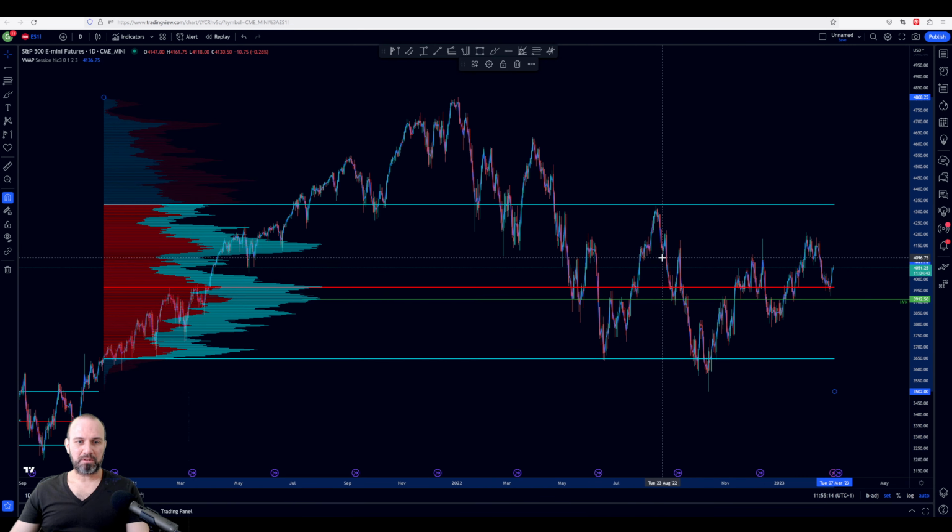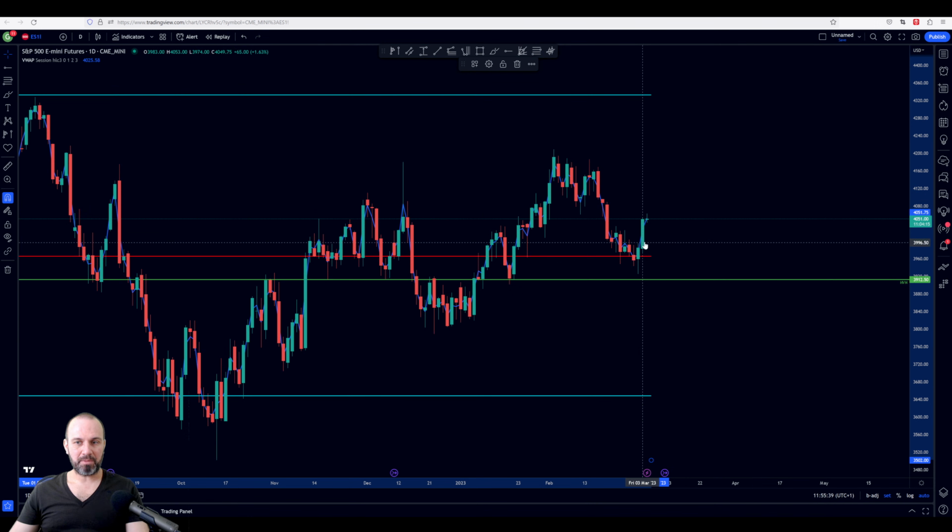Point of control here. So a lot of traders are willing to get involved in this area. So that is an important area on the chart. Obviously, we are at resistance, so the best trade would be a short. And we've seen the reaction. Now, point of control here. So once again, what is this telling me? It's telling me that a lot of traders want to get involved here.